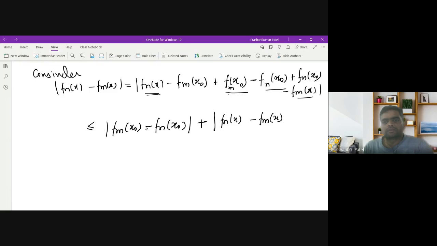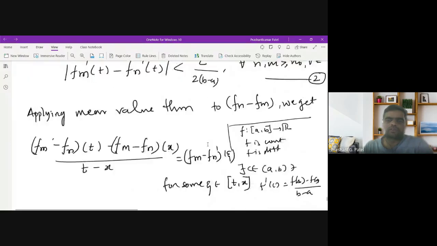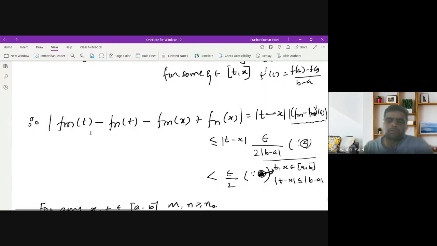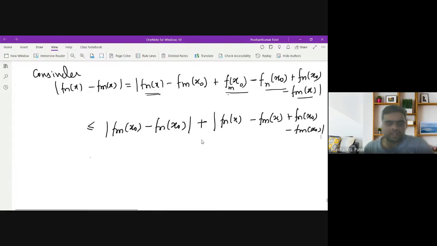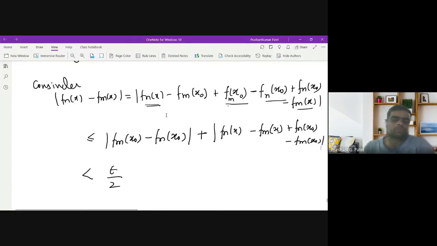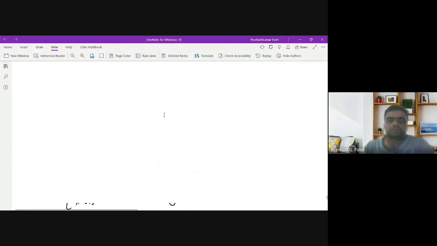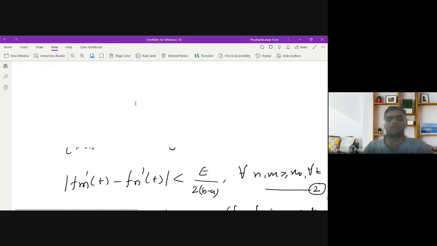Then it is plus Fn(x0) minus Fm(x0), which we have in equation number 2 that you can see. But in this we have done that for any x and for any t, this is less than epsilon by 2. So I can say this is equation number 3. And this is less than epsilon by 2 from equation number 1, that you can observe.